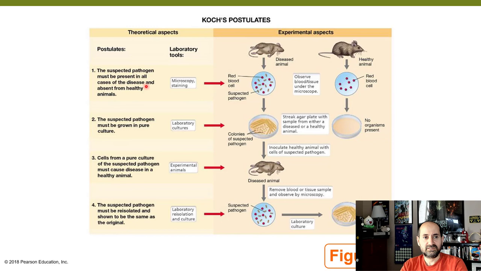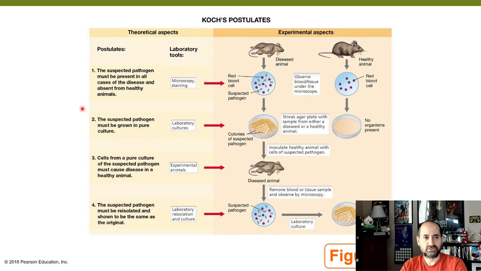So what you would do is take a blood sample from this diseased animal and spread it on, let's say, an agar petri dish. You would then take a blood sample from a healthy animal and spread it on a dish as well. All right, and this bacteria should only be found in the diseased animal, but should be absent from healthy animals. That's his first postulate.